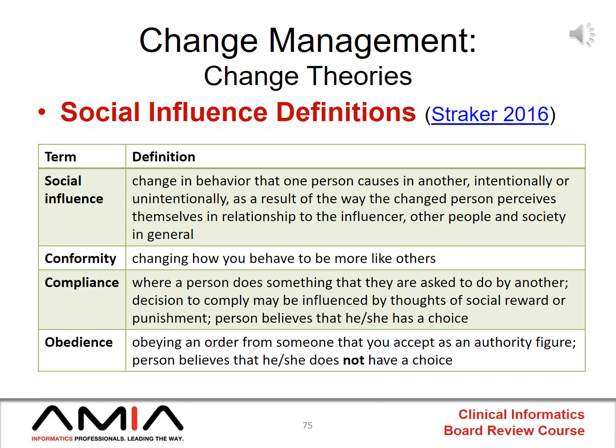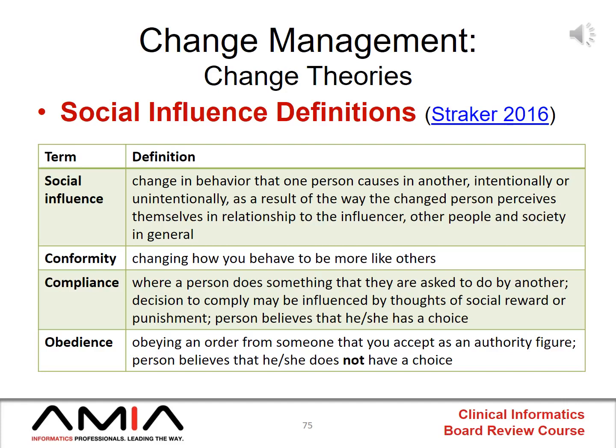Before we get too much into social influence, it's important for us to go through some definitions. Social influence itself is a change in behavior that one person causes in another. Now, that change can be either intentional or unintentional, and it usually happens as a result of the way that the changed person perceives themselves in relationship to the influencer. The influencer can be a single person, it can be a group of people, or society in general.